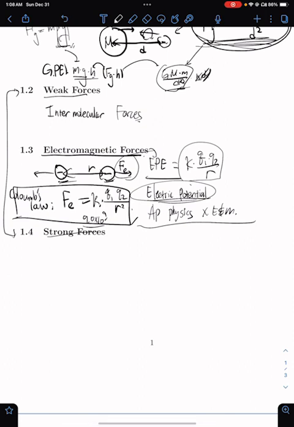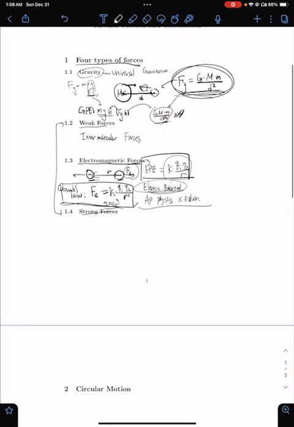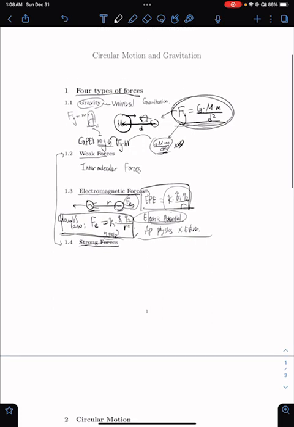But just note the electric potential energy and Coulomb's law, they're useful to know. And the reason why gravity, weak forces, electromagnetic forces, and strong forces are in this order is because of the strengths. So gravity is weaker than weak forces, and weak forces are weaker than electromagnetic forces, and strong forces are the strongest force that we know. So that's why these are written in this order. Just keep that in mind.